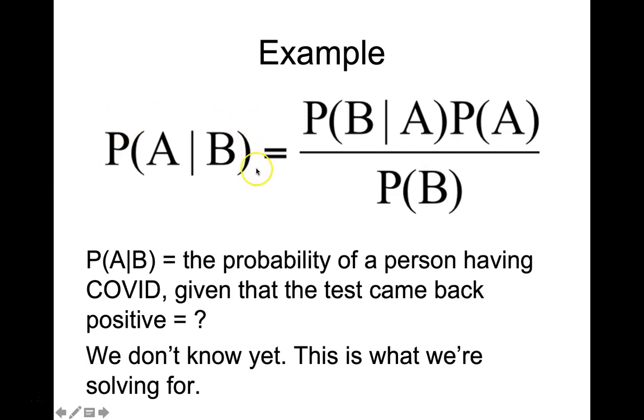So this part of the equation here, probability of A given B, we don't know it yet. That's what we're solving for. The purpose of performing this equation is to solve for the probability of A given B. In this case, the probability that a person has COVID-19 given that the test came back positive for COVID-19. Our favored hypothesis, in other words, the hypothesis that we suspect to be true, is that the person has COVID-19. Probability of A given B is our favored hypothesis. That's the hypothesis that we suspect is true.